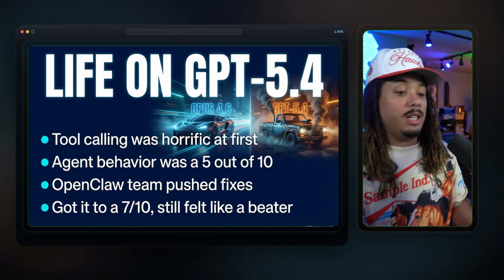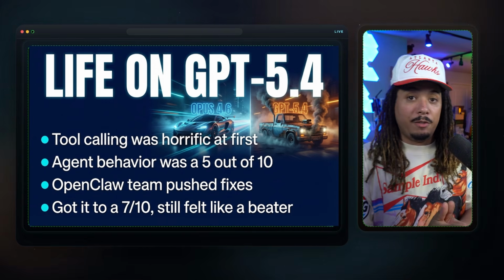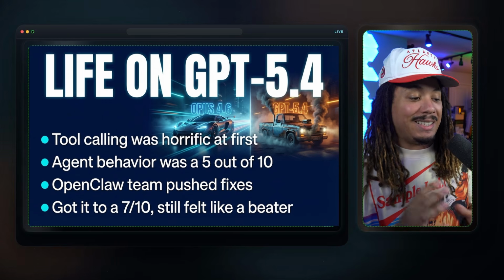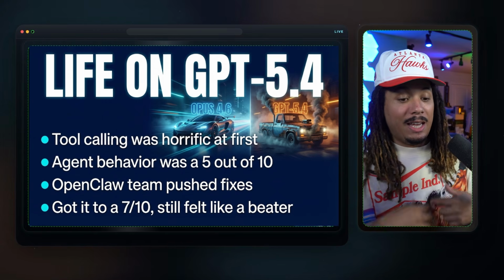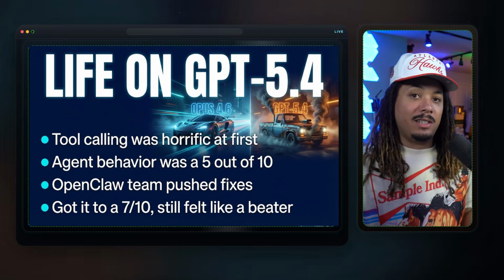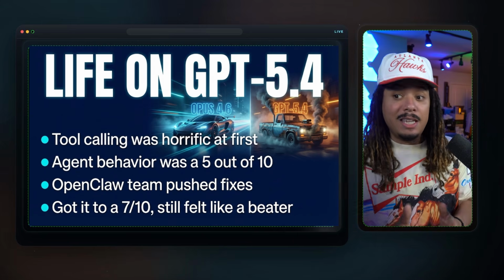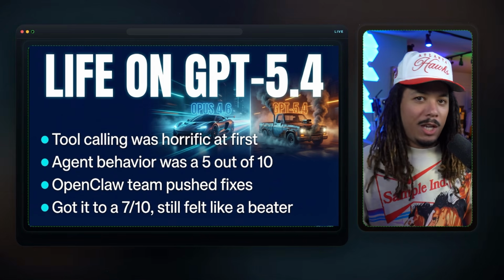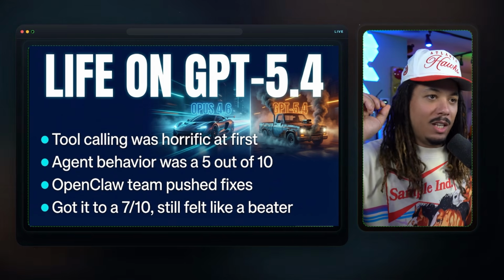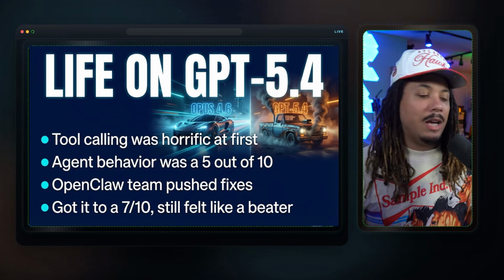I will say to the team over at OpenClaw, thanks for the updates, because they definitely pushed out fixes that helped. And I tightened up the SOUL.md a little bit. It definitely, I would say, is at a 7 out of 10, maybe even leaning towards an 8. He gets the job done. It just is annoying. He talks too much. He still needs to be babysat. You have to check in on him.